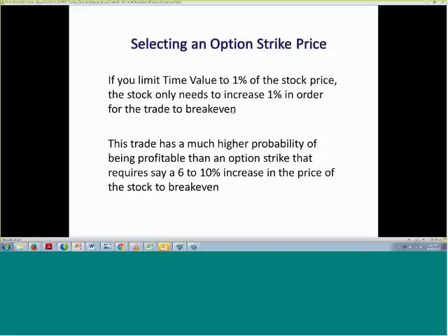So if you use this rule, you'll have a much higher probability of being successful than with an option strike price that requires, let's say, a 6 to 10% increase in the price of the underlying stock to break even, which may never happen. And if that doesn't happen, then you're going to lose 100% of your premium. So we like to buy the in-the-money call options with a limited time value of 1% of the stock price.